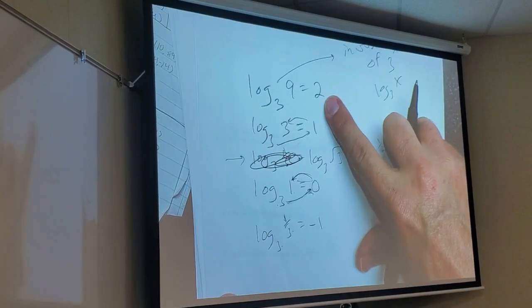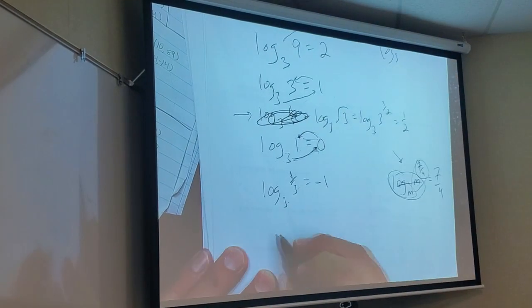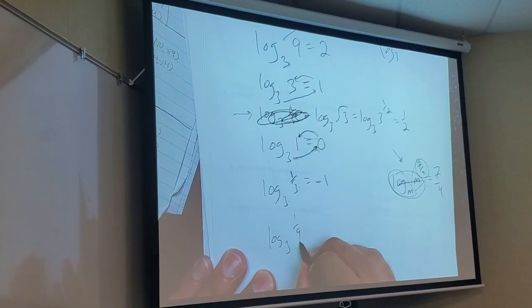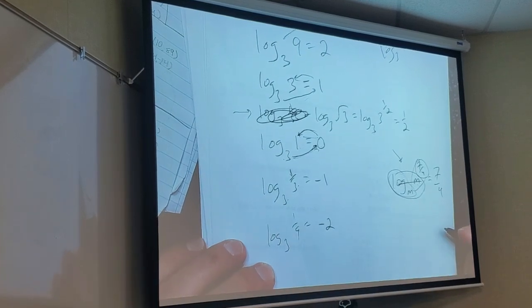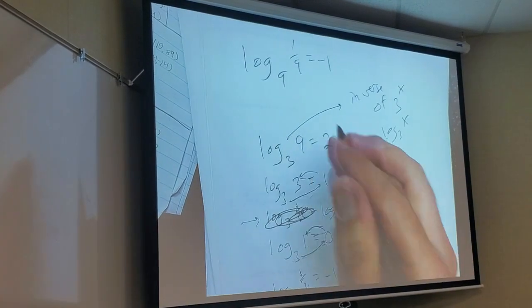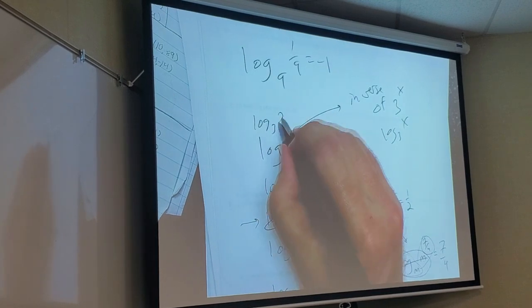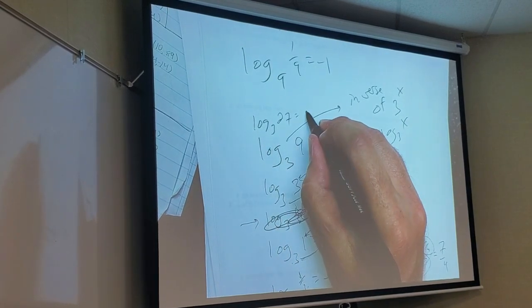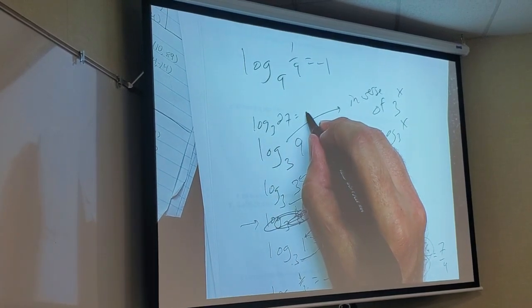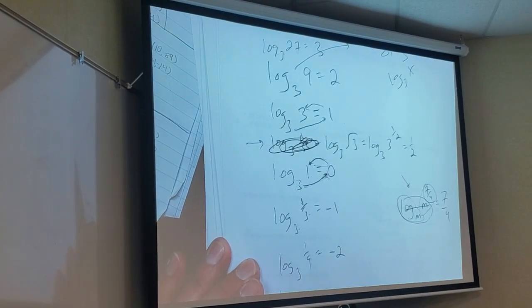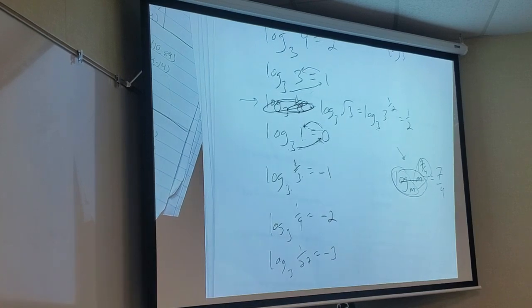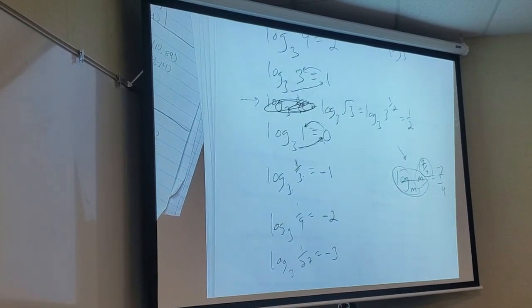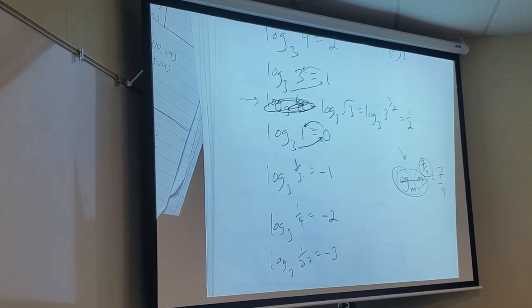What's log base 3 of 9 again? 2. So what's log base 3 of 1/9? Negative 2. Do you guys see that? What's log base 3 of 27? How many 3's to multiply to be 27? 3. So what's log base 3 of 1/27? Negative 3. There's a beautiful symmetry there. If it's 1 over something, just take the 1 away for a second and then put a negative on your answer, right?